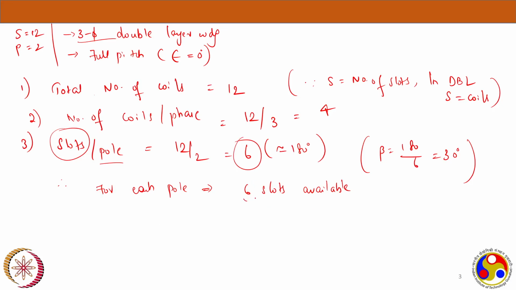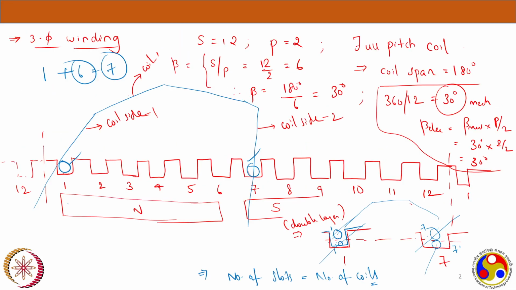This means out of these 6 slots per each pole, we will have 3 phases. Out of 6 slots, we have to give 2 slots to R, 2 slots to Y, and 2 slots to B. That's common sense: if we have 3 phases and we have 6 slots, we will give 2 slots to each phase. If I'm placing the first 2 for R, the next 2 go to another phase, and the next 2 to another phase. That's how we will place the coils.